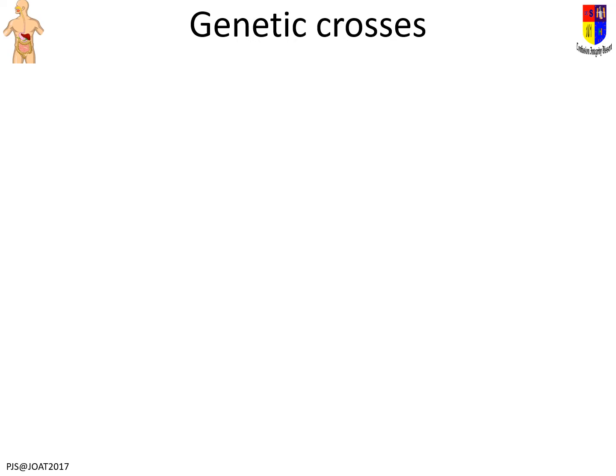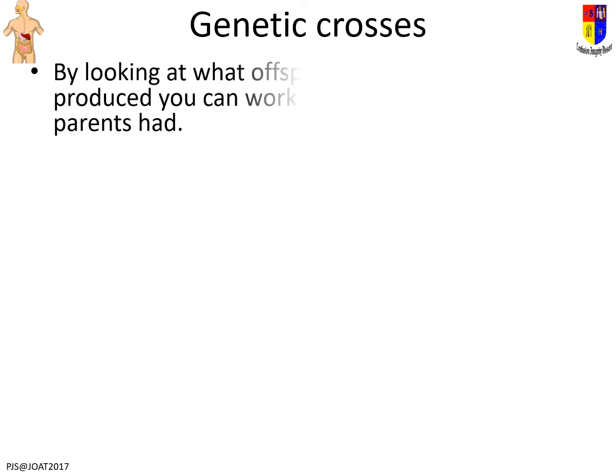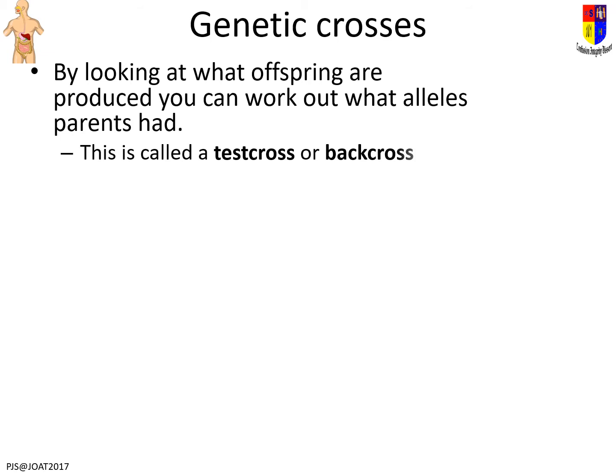Okay, so we're looking at genetic crosses, and genetic crosses are useful for lots of different things. First off, we could look at the offspring, and from the offspring you can then work out what alleles the parents must have had. So you can work back the way. Because you're working back the way, it is called a test cross or a back cross.